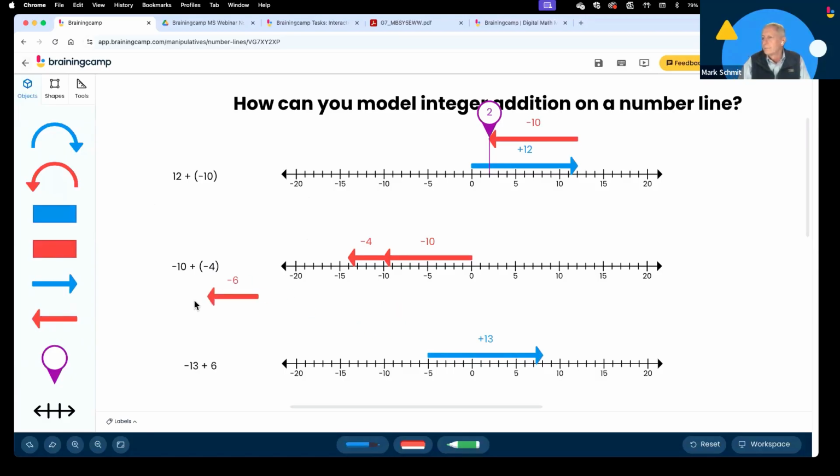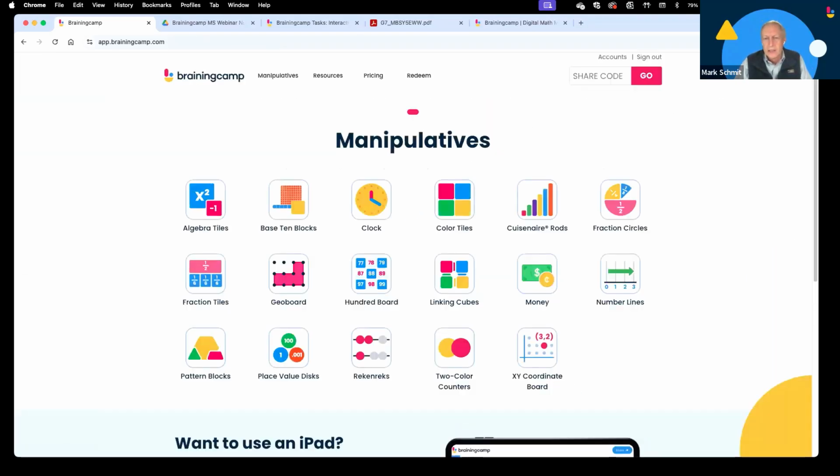I got it all mixed up. There we go. If I could read. There we go. -13, and then plus the 6. And again, if I adjust that, now I can start to make that connection and develop that process that we go through when we add integers. Now, what does that look like with the other model, two-color counters?